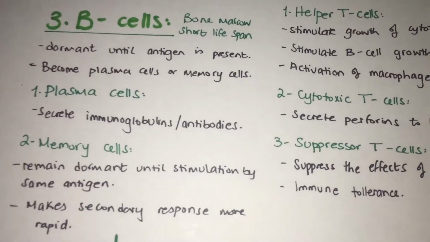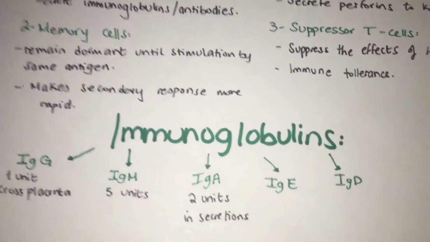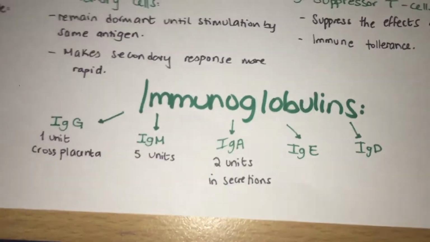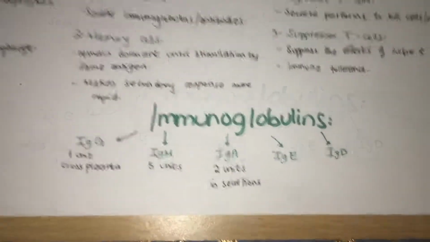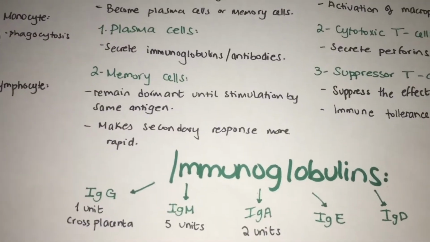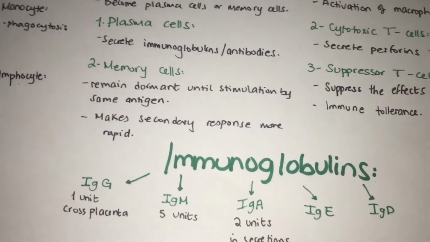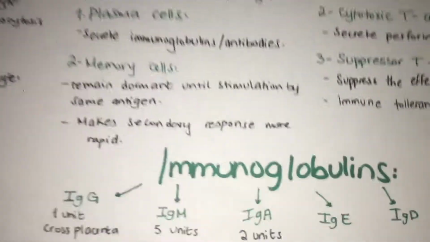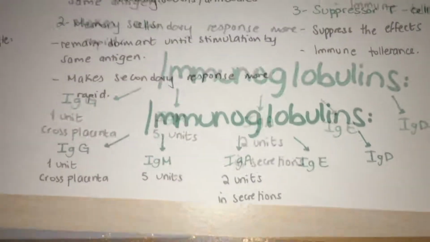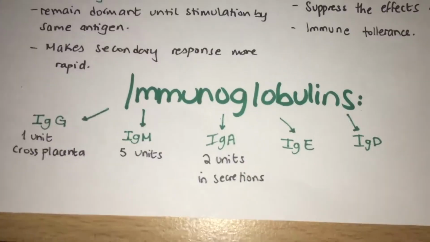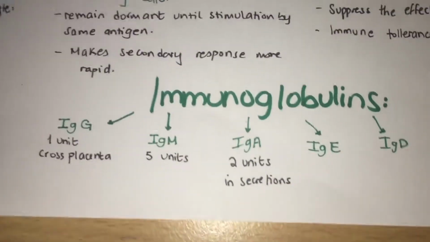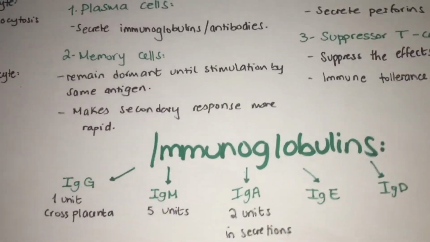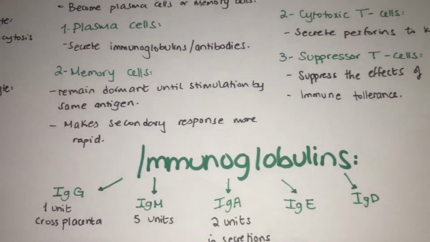Now that we've mentioned immunoglobulins, we're going to be talking about them a little bit. I'm going to be making it as simple as possible. We have 5 types of immunoglobulins. All immunoglobulins have 2 light chains and 2 heavy chains, and that is what forms one unit. IgG is made of 1 unit, and it has a very special feature that it can cross the placenta. IgM has 5 units, so it's the heaviest of them all, and that's all you need to know about it.